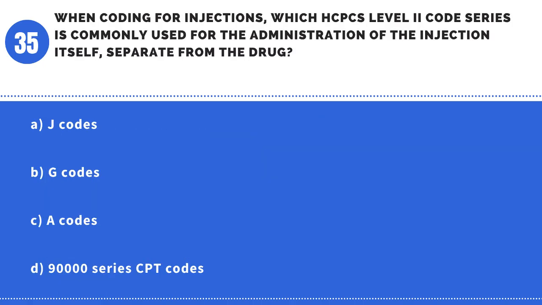Question 35. When coding for injections, which HCPCS Level 2 code series is commonly used for the administration of the injection itself, separate from the drug? A. J codes. B. G codes. C. A codes. D. 90,000 series CPT codes.